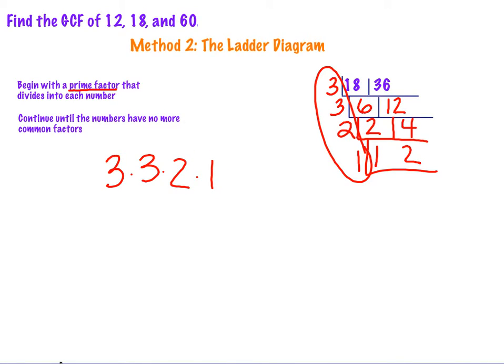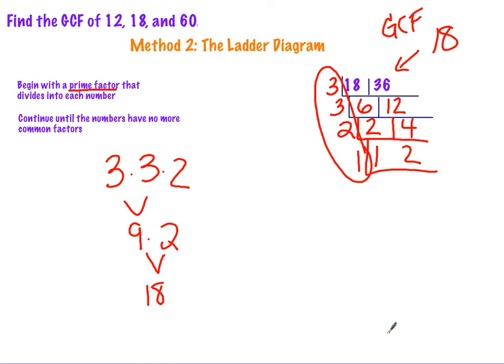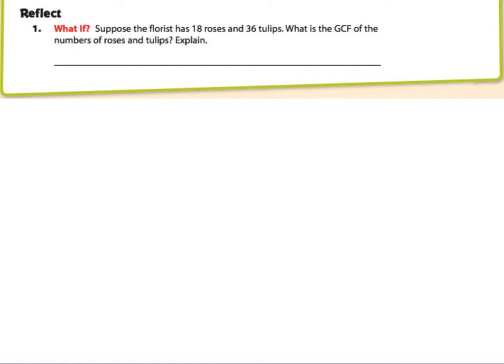Now, 1 times anything is itself. So honestly, we can leave this 1 out of it and just say that 3 times 3 is 9 times 2, because we bring the 2 down, is 18. So now I have found the greatest common factor of 18 and 36 is 18. Okay, so again, this is another method that you can use to find the GCF. So go back here. What is the GCF of the number of roses and the number of tulips?